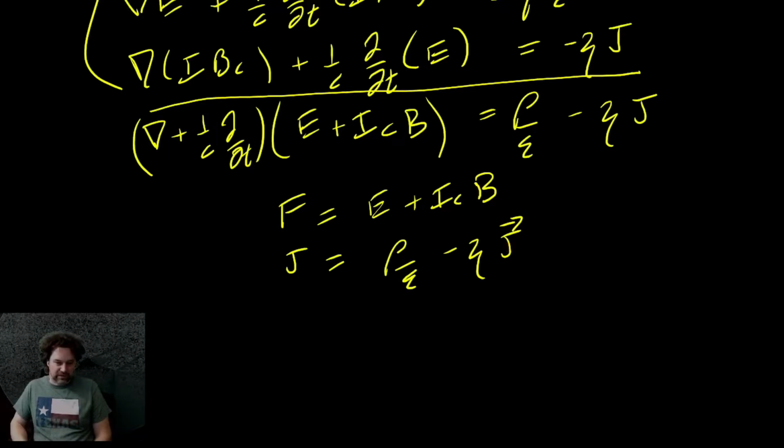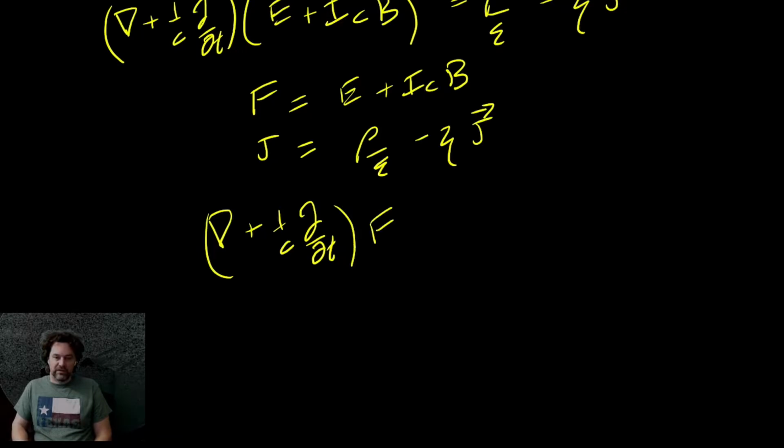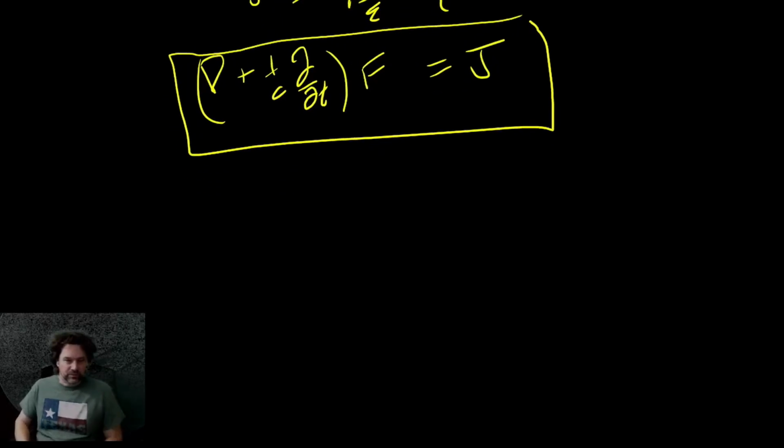And if we do that, now our Maxwell's equation is the spatial derivatives plus the time derivatives of F equals J. One equation. There we go. Now, it's worthwhile to just reverse the logic here and make sure that we got everything correct. So let's go back and do that.